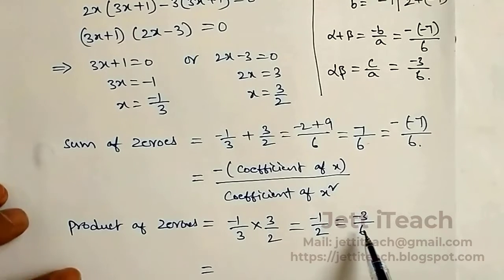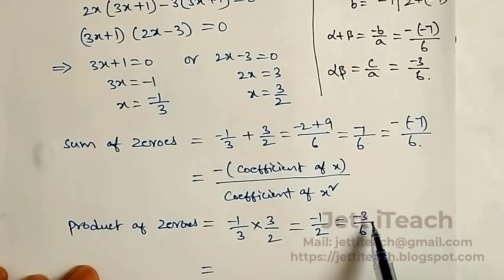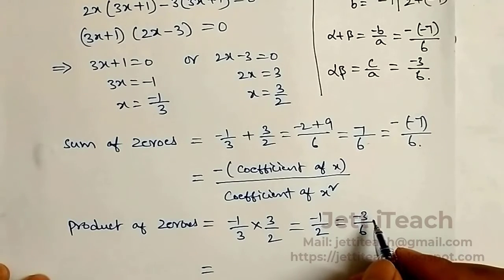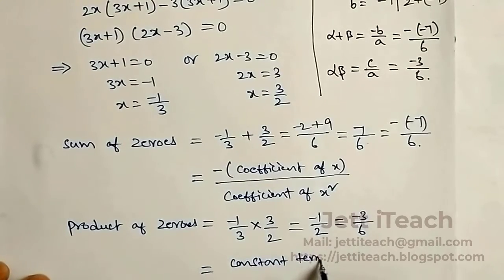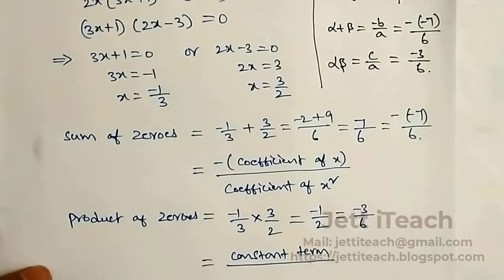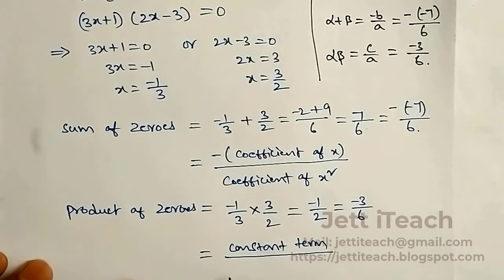Both are same. Why did I write in this form? I need to write in terms of coefficients, so I wrote like this. So minus 3 means constant term, constant term C. 6 means coefficient of x square.